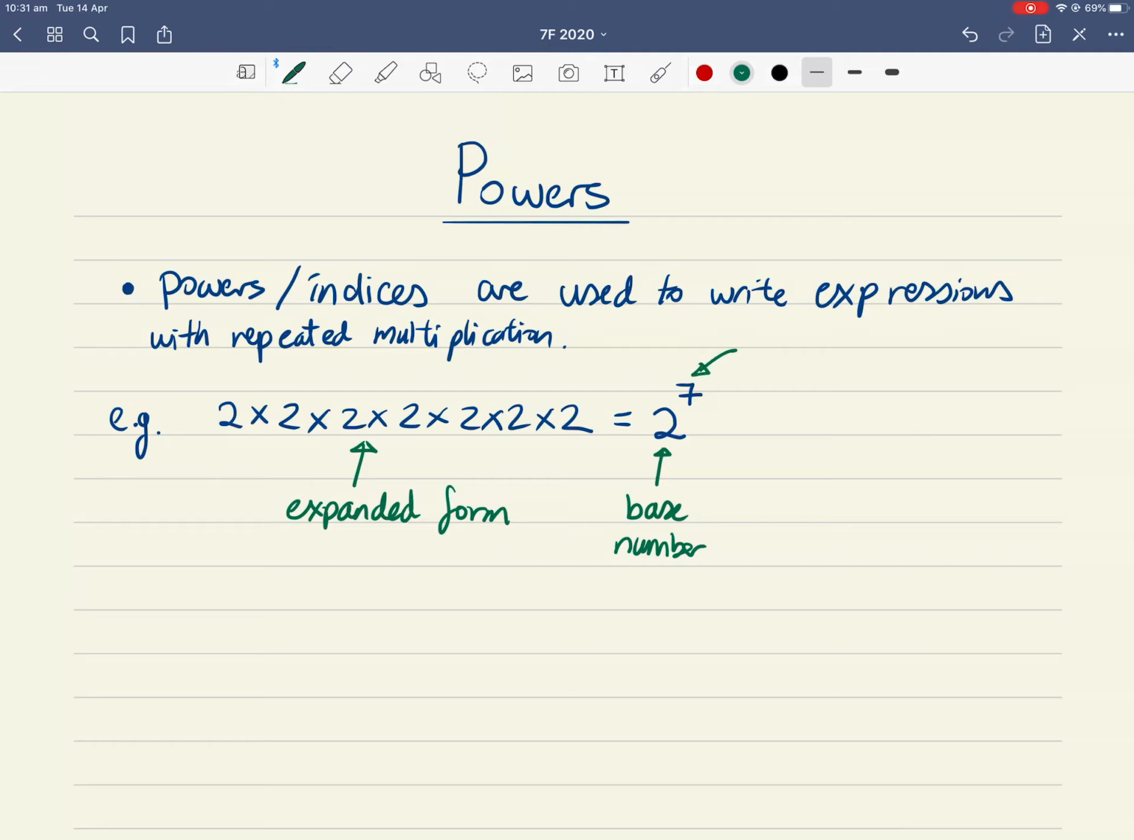This tiny small 7 in the top right corner is called the index, or sometimes people call it the power, or even sometimes you might hear people call it the exponent. They all mean the same thing, the power, how many times you multiply the base number by itself.